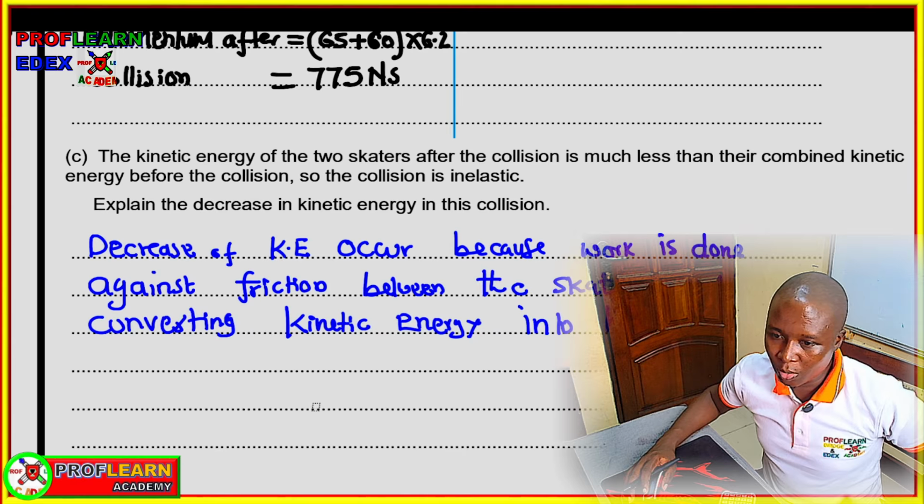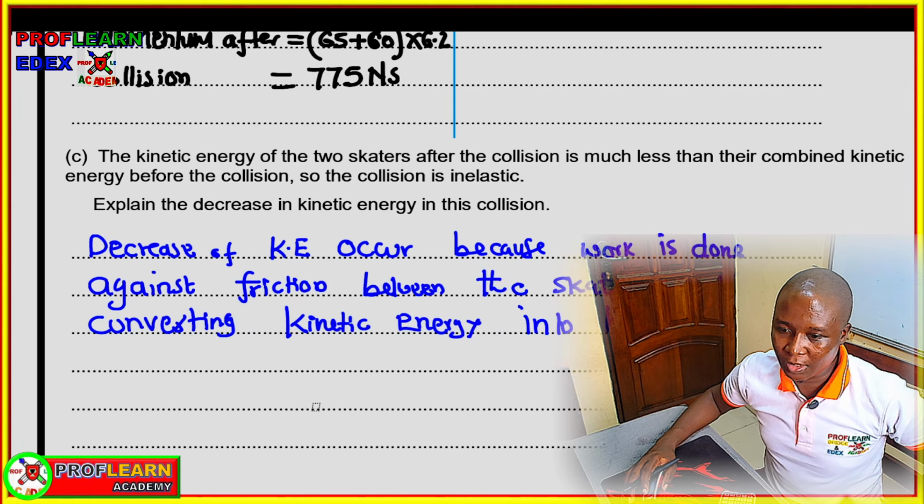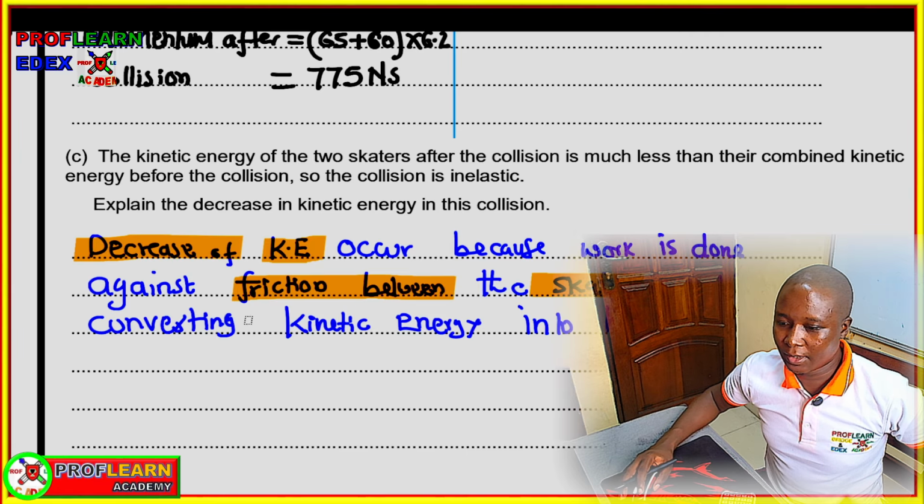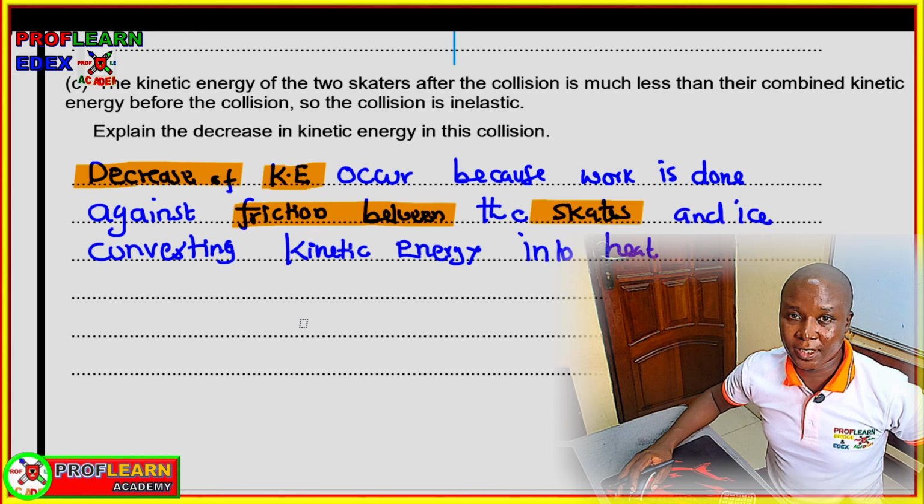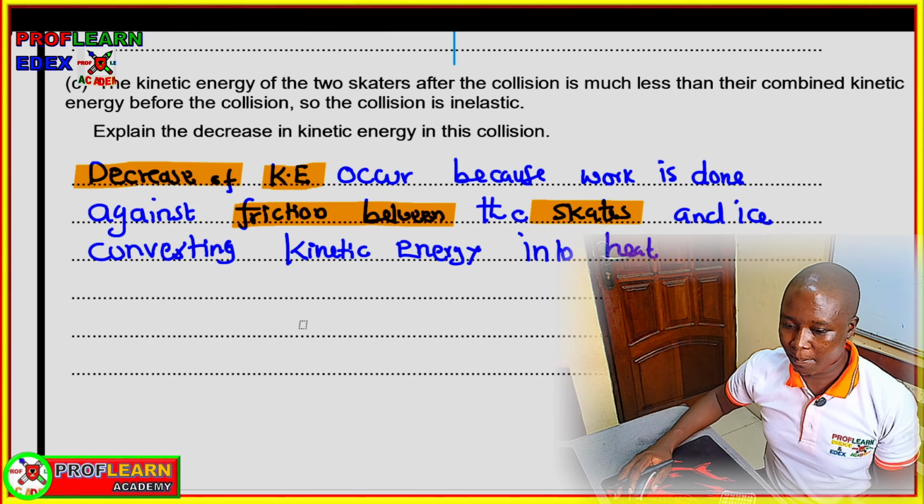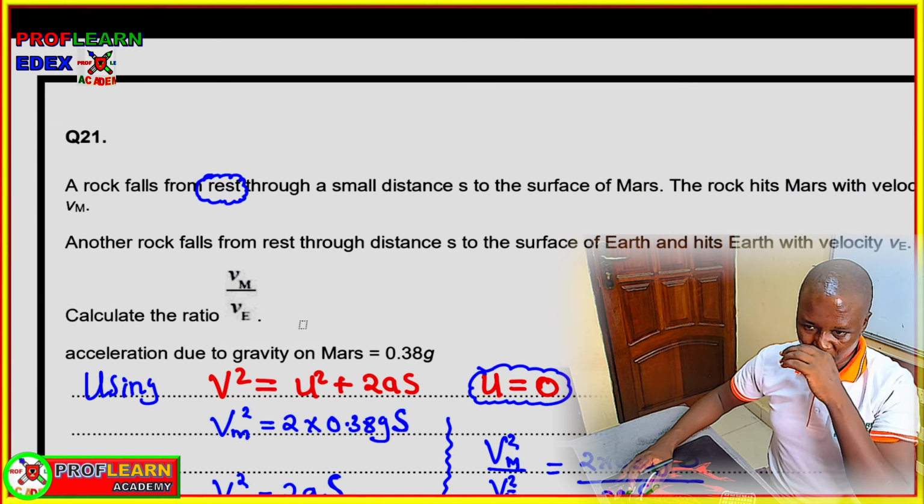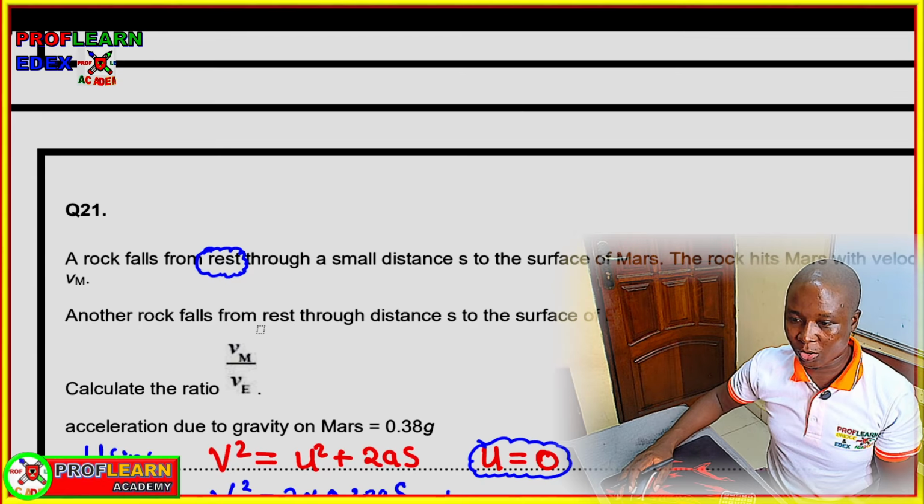Next, we need to explain the decrease in kinetic energy after collision. So we can say the decrease of kinetic energy occurs because work is done against friction between the skates and the ice, and this is going to convert kinetic energy into thermal energy. So that is what we are supposed to do in that particular question.